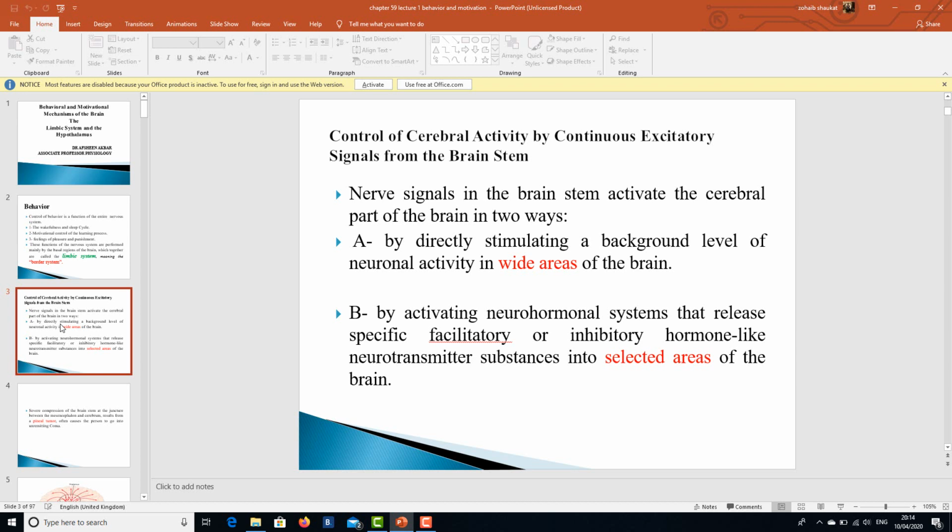Now, let's talk about the control of cerebral activity by continuous excitatory signals from the brain stem. The nerve signals in the brain stem activate the cerebral part of the brain in two ways. How are they going to activate the cerebral part? That is by directly stimulating a background level of the neuronal activity in the wide areas of the brain, and by activating neurohormonal systems that release specific facilitatory or inhibitory hormone-like neurotransmitter substances into selected areas of the brain. So this activity is directly by the activation of the neuronal activity as well as by the release of different facilitatory or inhibitory hormone-like neurotransmitter substances.